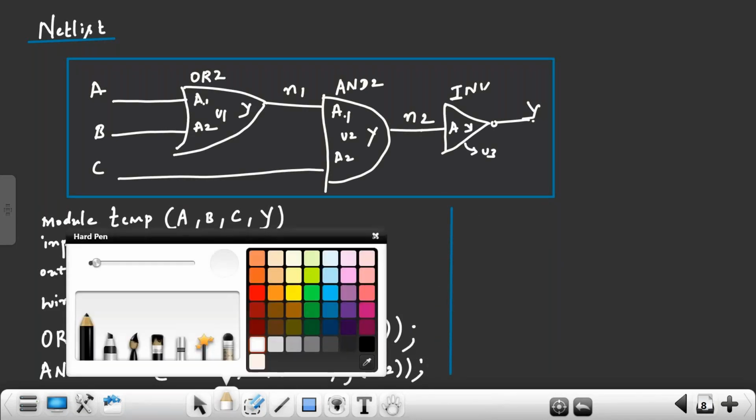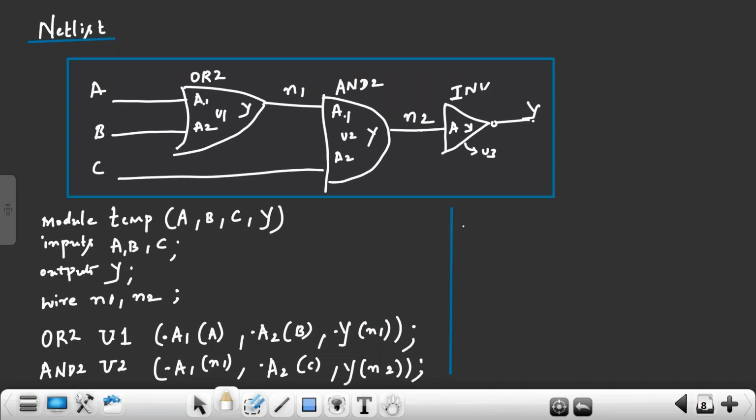And the last cell. What is the last cell? It's the inverter, and its library name is inverter. What is the instance name? U3. What is the input? .A(N2), comma, .Y of the output. The output is what? Y only, right? Y. Then endmodule. Only this information should be present in your netlist.